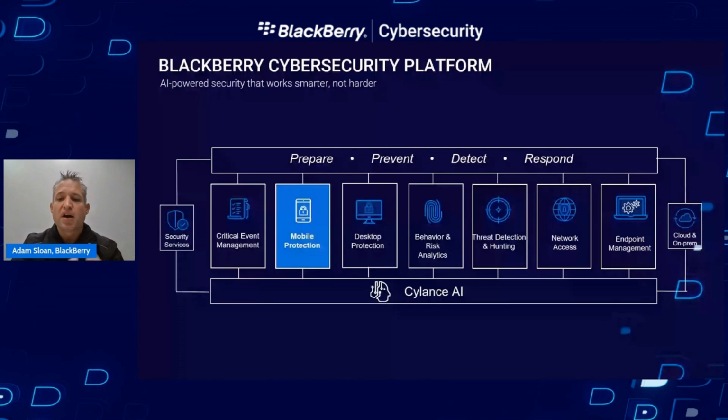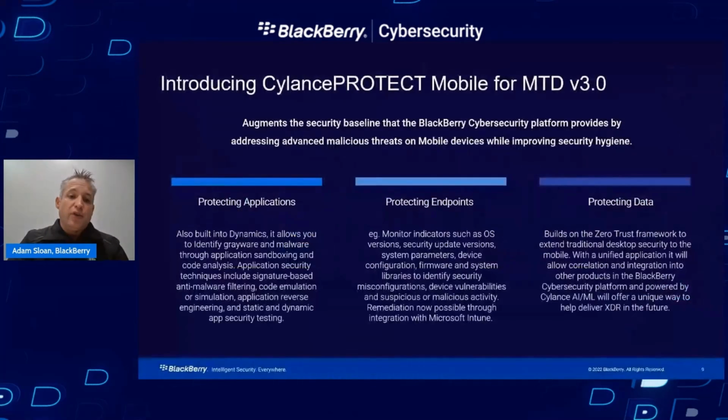And again, as part of that extended detect and response portfolio, we can see this really does augment the other areas of the product, such as desktop protection, behavioral risk and analysis, threat hunting and detection, network access, and endpoint management, for example. So now we're going to have a look specifically at CylancePROTECT Mobile for MTD version 3.0. So again, we're really looking at some key pillars within this particular product.